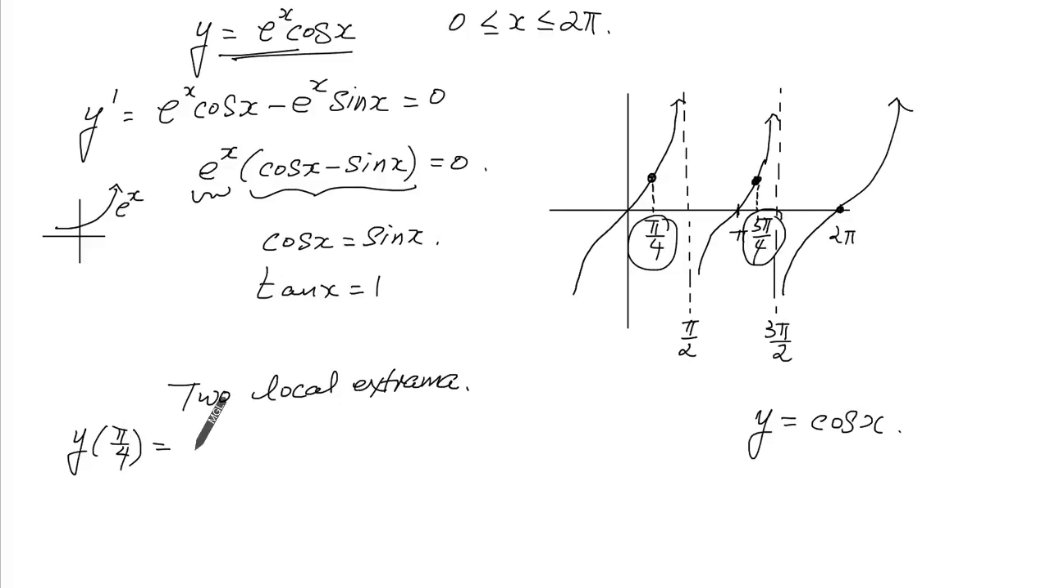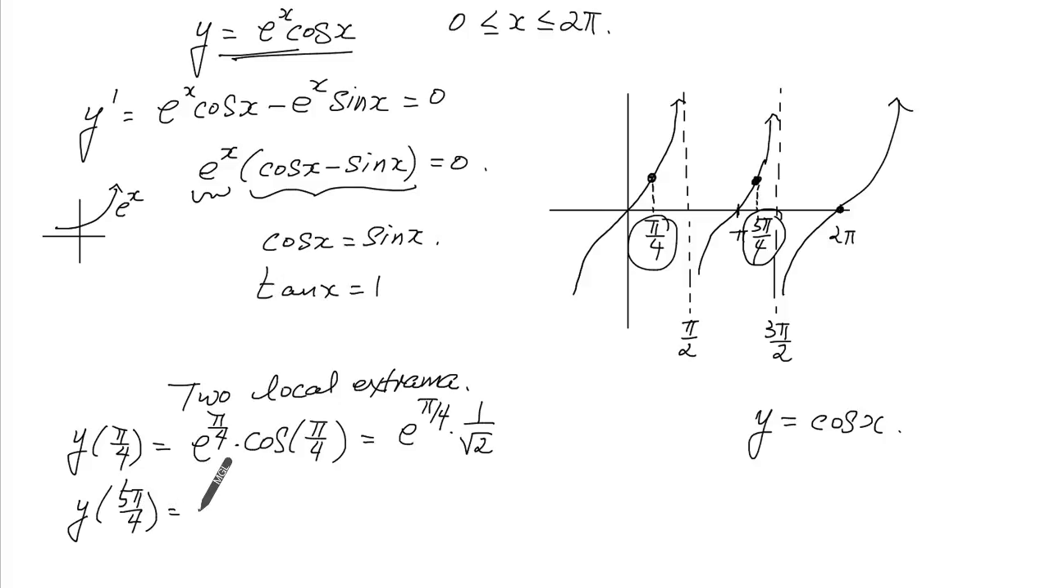So y at pi over 4 will be e to the power of pi over 4 times cos of pi over 4, which is 1 over root 2. So this is e to the power of pi over 4 multiplied by 1 over root 2. And y evaluated at 5 pi over 4 is equal to e to the power of 5 pi over 4 times cos of 5 pi over 4. Cosine, this angle here is in the third quadrant. Okay, so it'll take a negative value. And it'll be 1 over root 2 as well, or negative 1 over root 2.